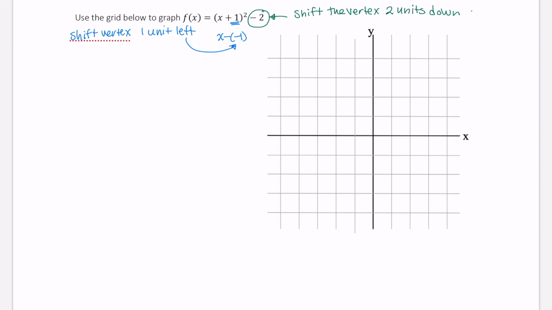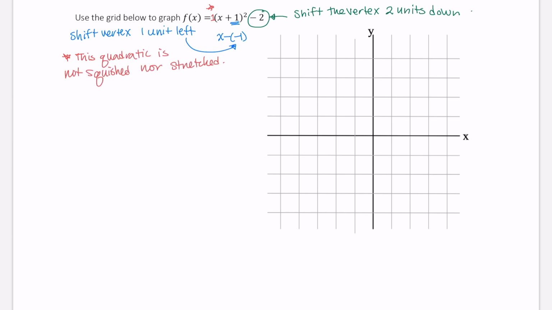Finally, up front here, notice that we don't see a number multiplied there. So what this tells me is there literally is a 1 here, is what we can imagine. And that 1 tells me that this quadratic is not squished nor stretched.